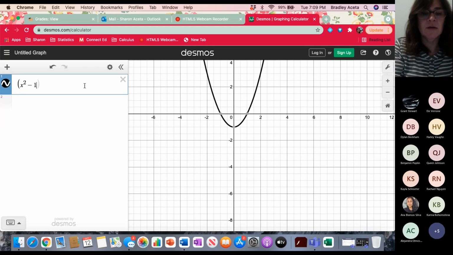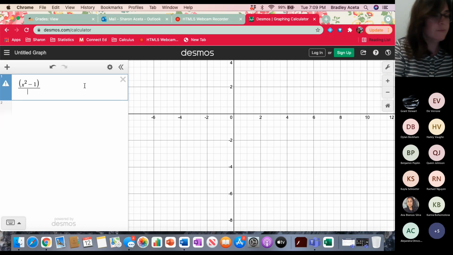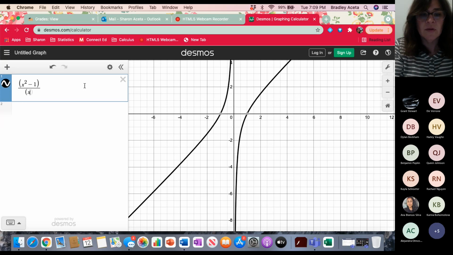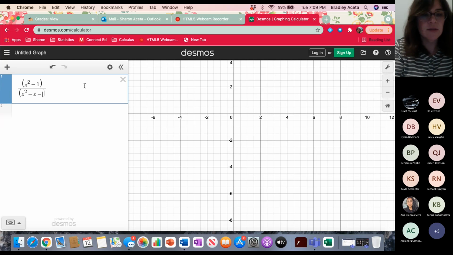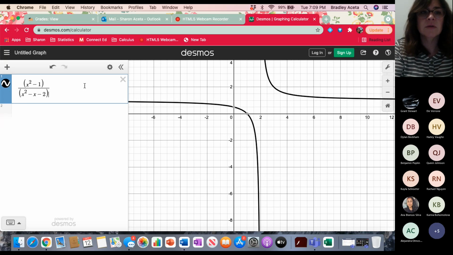x squared minus 1 on top divided by x squared minus x minus 2. Is it giving me a hole? It's not giving me a hole. Ah, it is not superior.